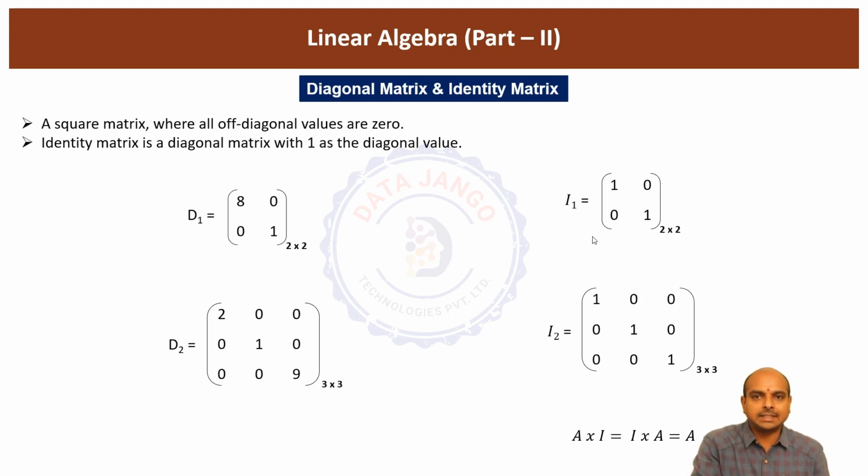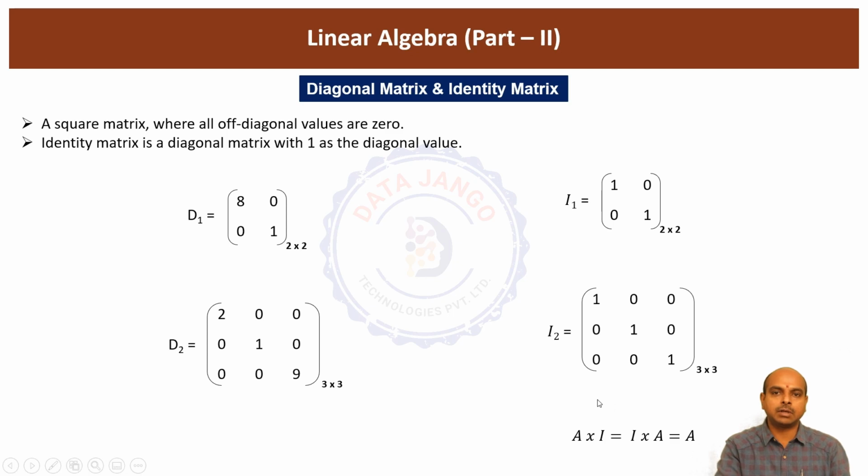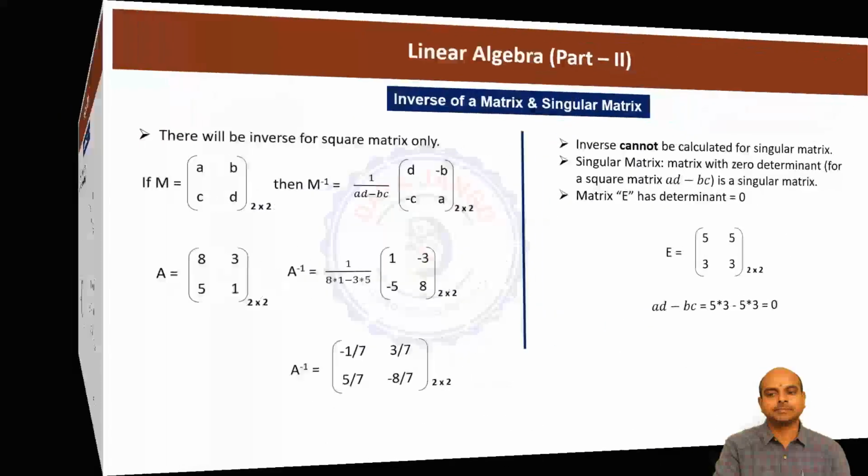So this is called a diagonal matrix. The identity matrix is a special case of diagonal matrix where you will have all ones in the diagonal. The beauty of identity matrix is when you multiply any matrix A with I, or I multiplies any matrix, you will get the matrix A. A into I is equal to I into A is equal to A. This is like 1 in your numbers. When you multiply any number with 1, you will get the same number. That is identity matrix and diagonal matrix.